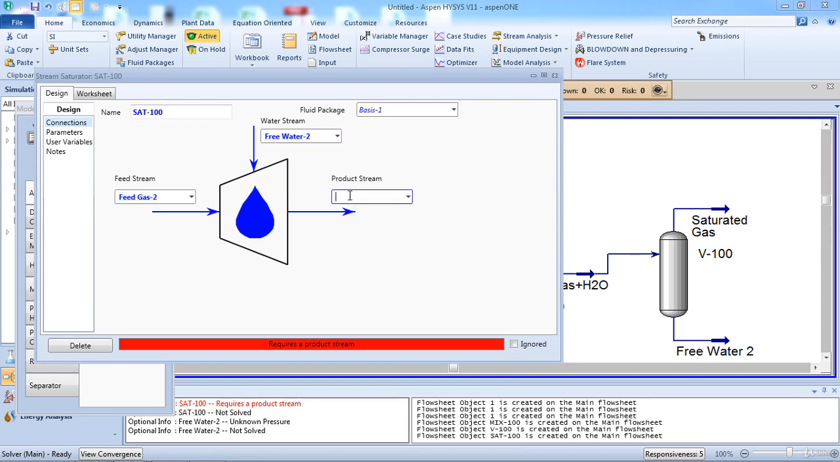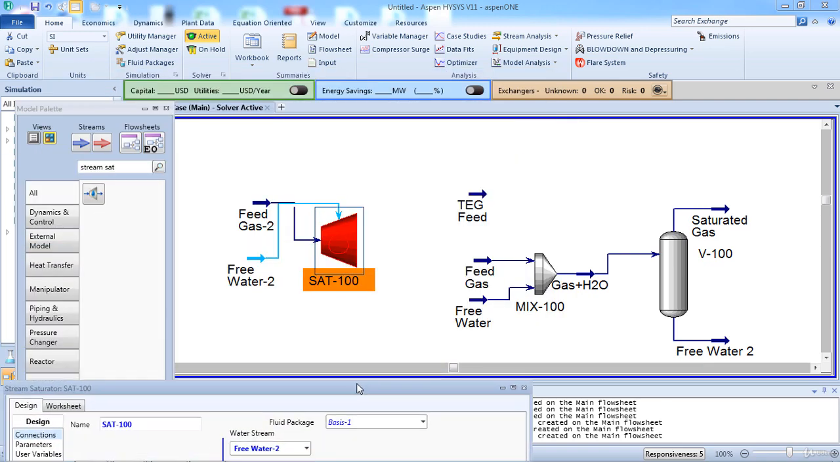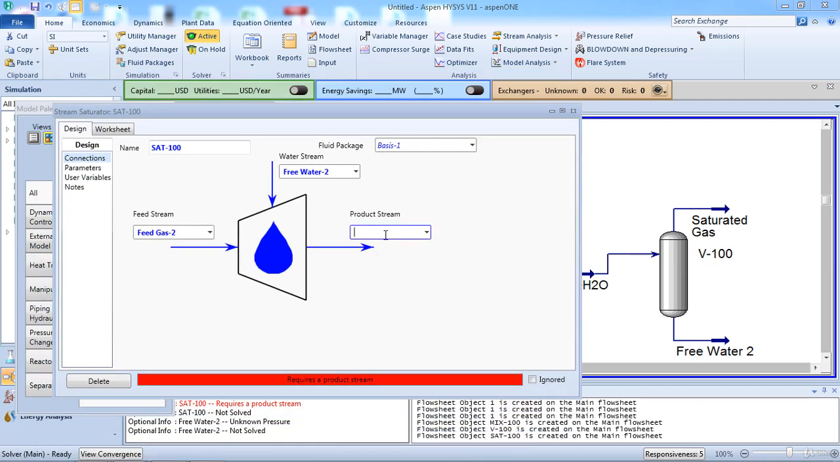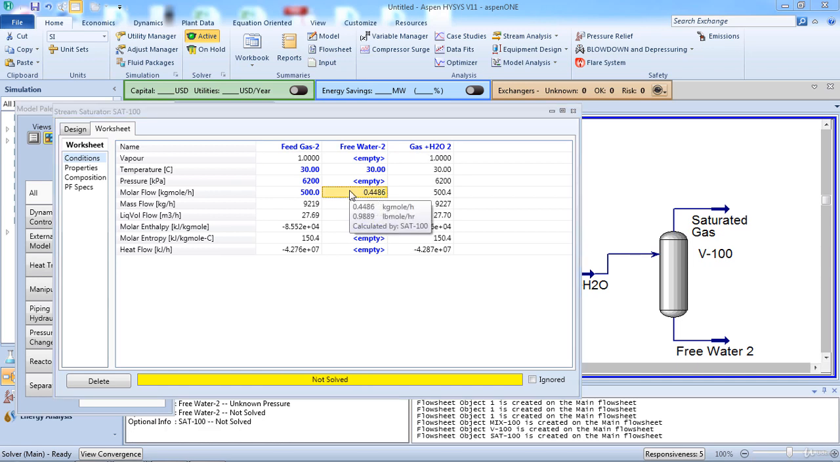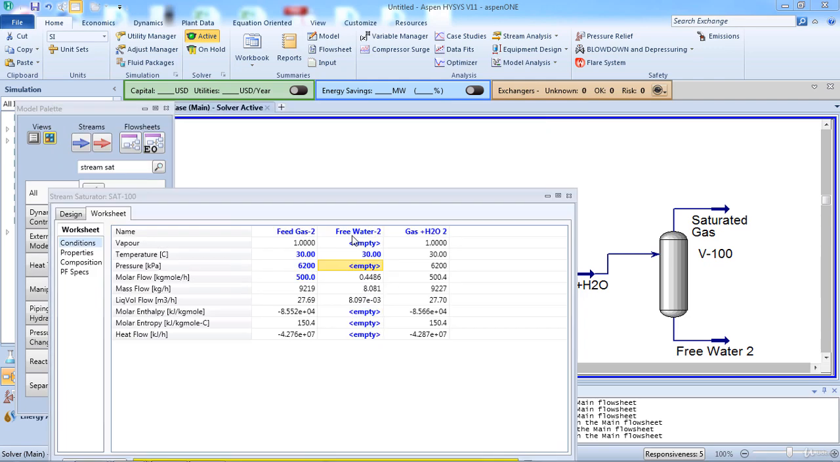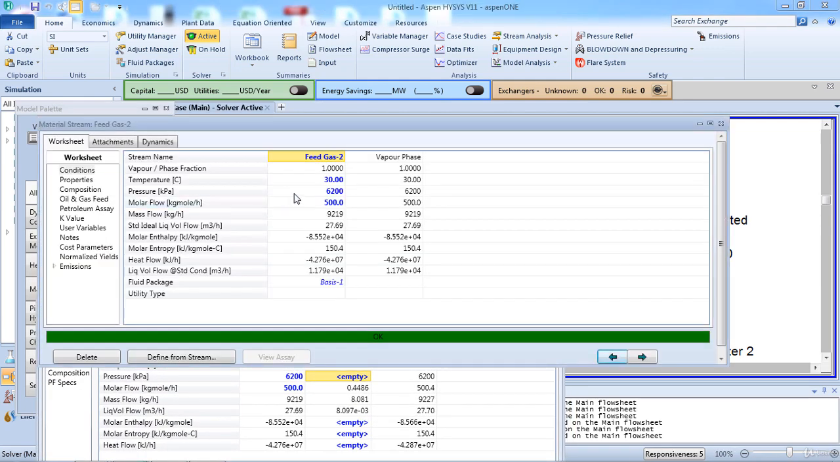And the product name, we will call it gas plus H2O 2. However, it's not solved because we do not have a pressure. Just remove the molar flow from the water. We will let the saturation tool do it itself, and we will add the pressure here, the same pressure as the feed, which is 6200.